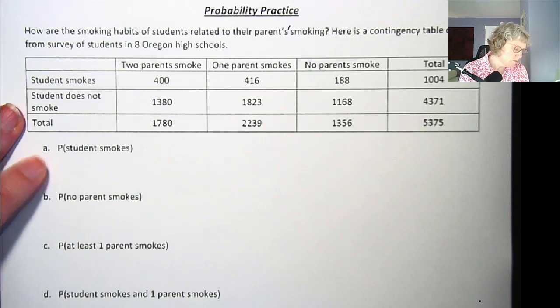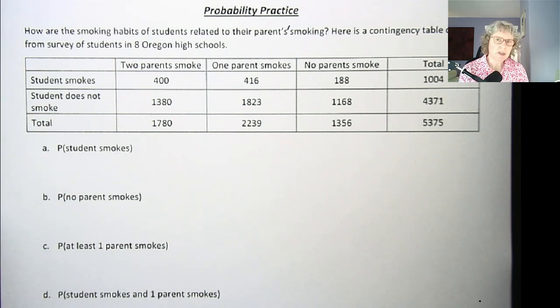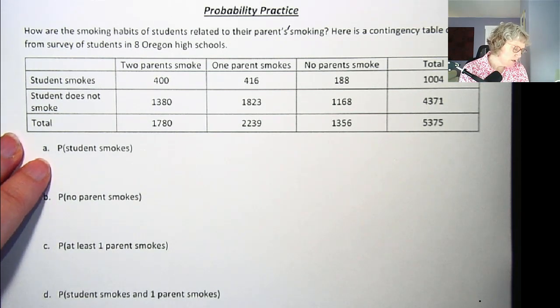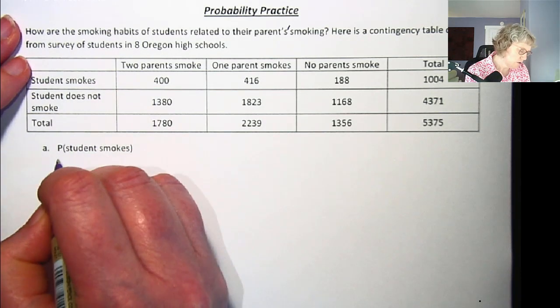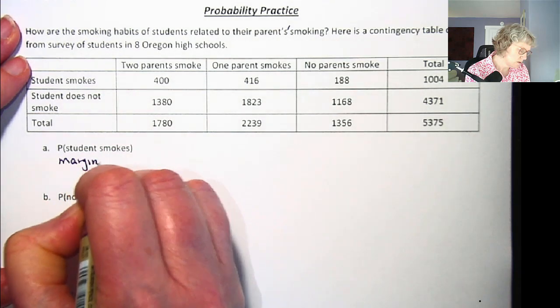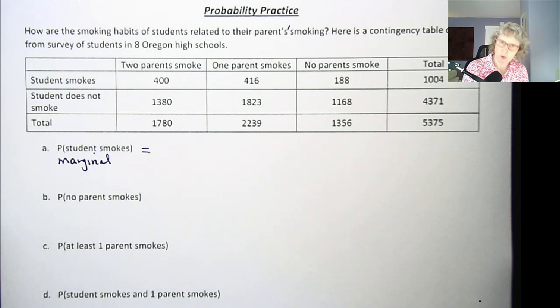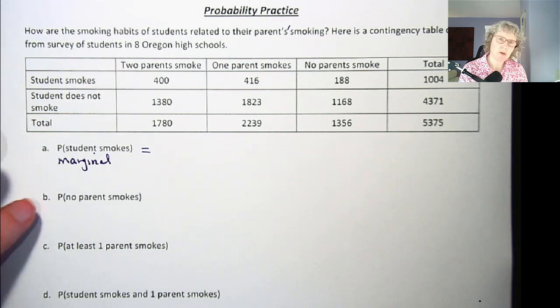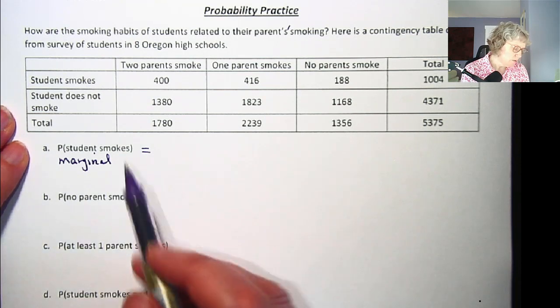So, probability student smokes. If it's helpful to you, also write down what type of probability. Is it a marginal, joint, or conditional? I'll write that for each one. Student smokes, so that's only one characteristic, right? So this is a marginal. And notice the probability statements are all written out for us. They could have been written in words, but if the problem is written in words, then please do write your probability statement. That helps in case something goes wrong. Okay, we know what you're trying to find.